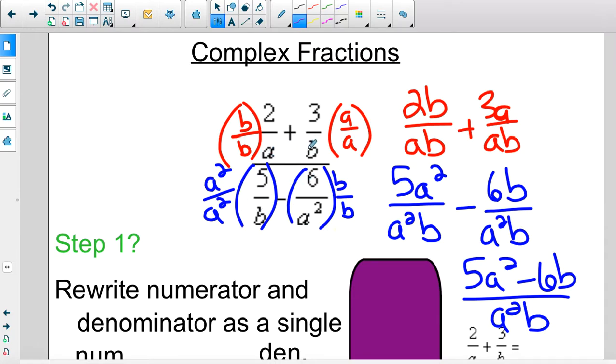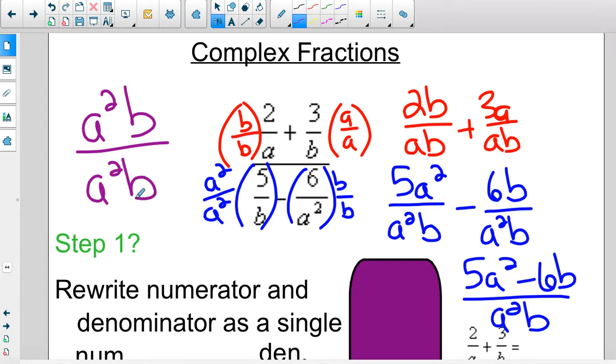If I can find the least common multiple of all of these denominators, I can multiply both the top part and the bottom part by it. So like a, b, well, I have a squared, so there's two a's here. So my least common multiple is going to be a squared b. So I'm going to take this whole thing and multiply it by a squared b over a squared b.